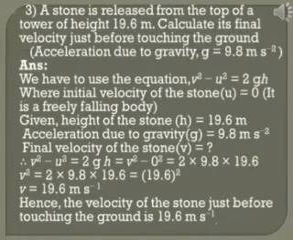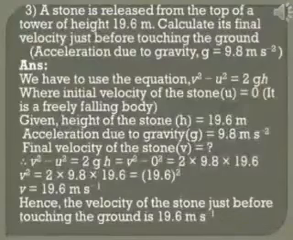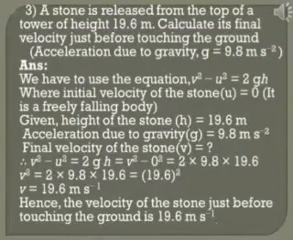As the stone is a freely falling body, its initial velocity u is equal to 0 meter per second. Given that height of the stone h is equal to 19.6 meter and acceleration due to gravity g is equal to 9.8 meter per second square. We have to find its final velocity v.